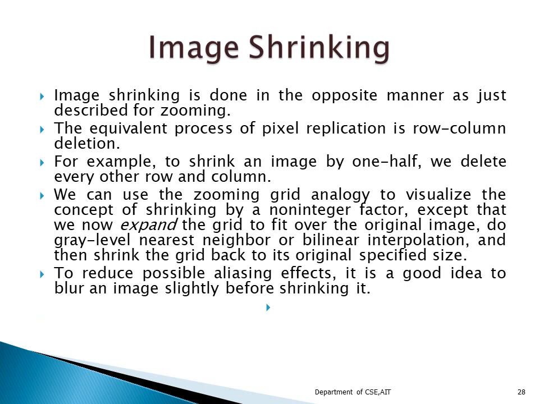The equivalent process is the row column deletion for image shrinking. So we can shrink an image by half. We can delete every row and column. That is, here we are summarizing what is a zooming effect and what is a shrinking effect. We can make use of the zooming grid technology, and then we can reduce the possible aliasing effects so that the blurring of the image should be minimized.